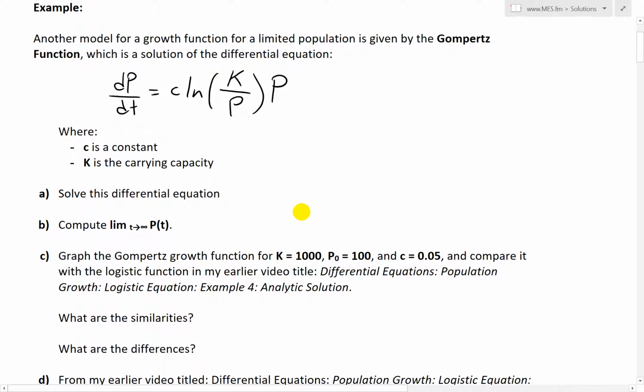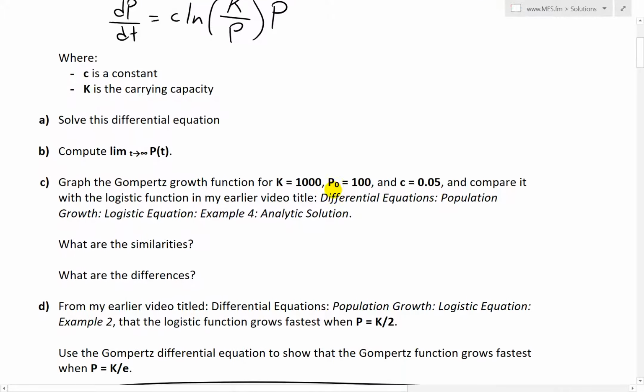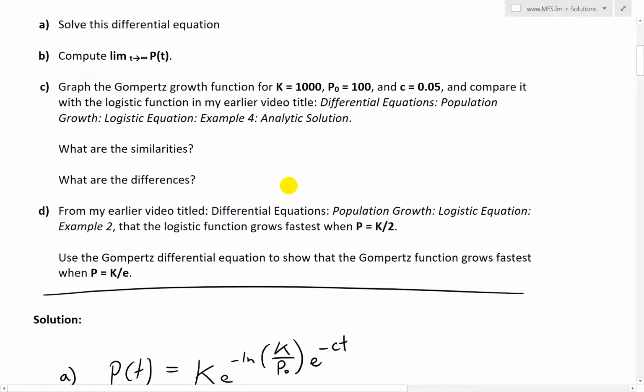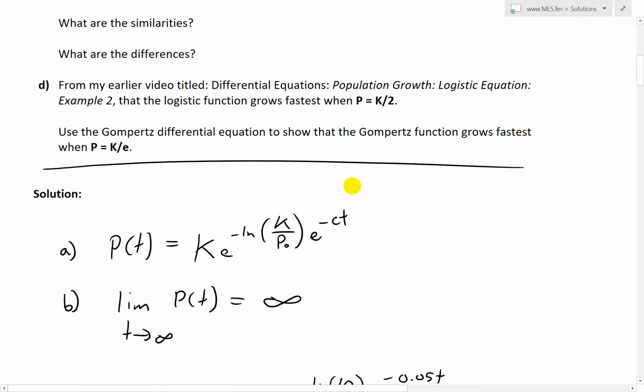So we have this equation, dP/dt equals c times ln(K/P) times P, where P is population, c is a constant, and K is the carrying capacity, which also is a constant. T is just time. Part A states solve this differential equation to get the Gompertz function. Part B finds the limit as t approaches infinity of the population. Part C says graph it for these specific parameters and compare with my earlier video on the logistic equation, and then states what are the similarities and differences, etc.